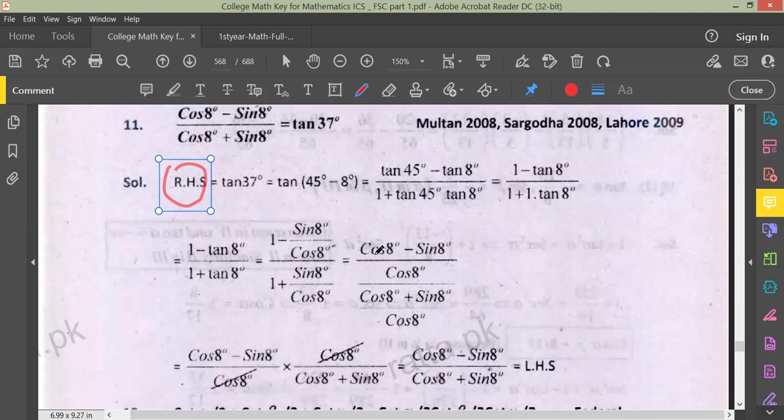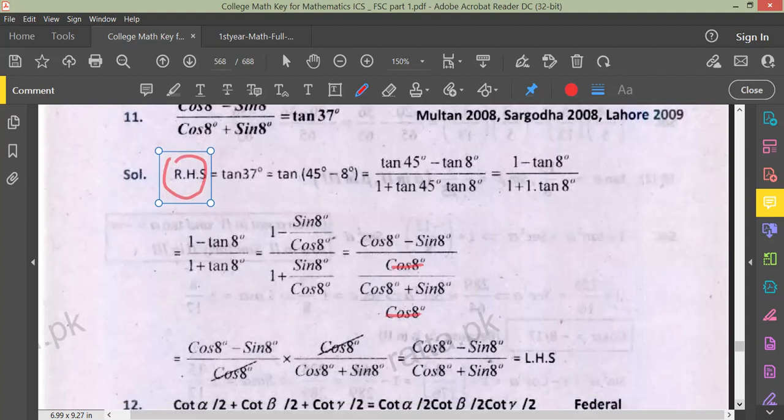After taking LCM, this will be equal to cos 8 minus sine 8 over cos 8, over cos 8 plus sine 8 over cos 8. After cancelling cos 8 with cos 8, our final answer will be equal to cos 8 minus sine 8 over cos 8 plus sine 8. This is an important question.